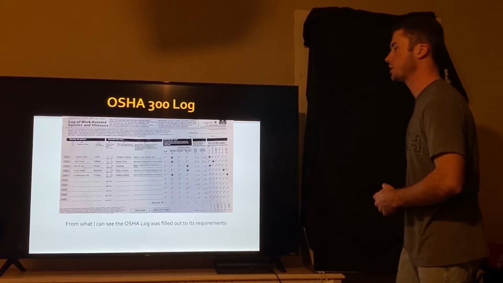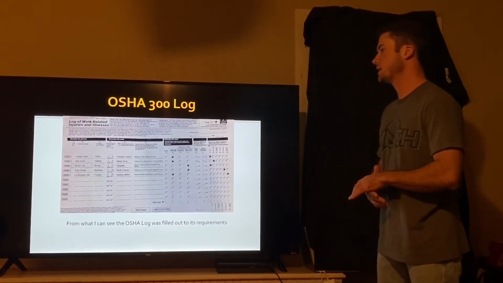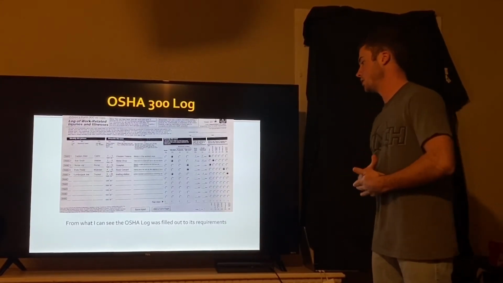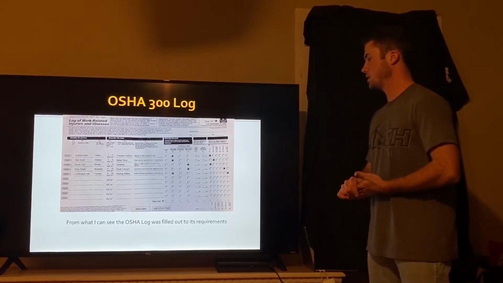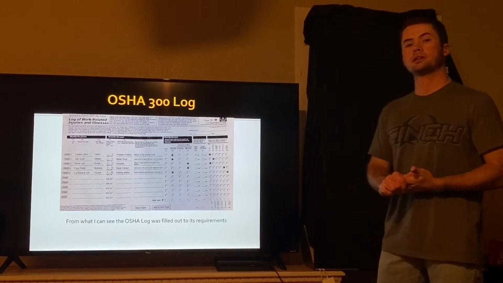OSHA 300 log. From everything that I looked at, the OSHA 300 log that I was given looked fine. It was filled out. There were no problems with it, and there's nothing else that needs to be corrected on the OSHA 300 log.